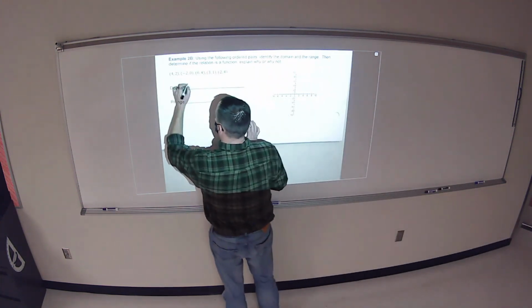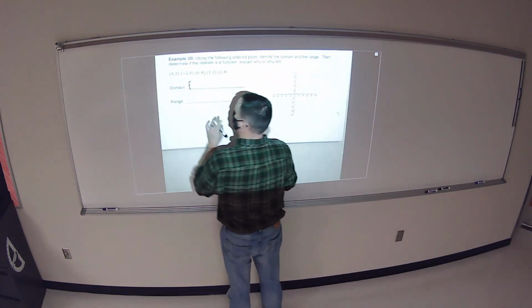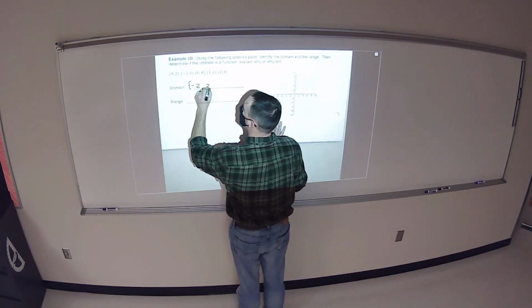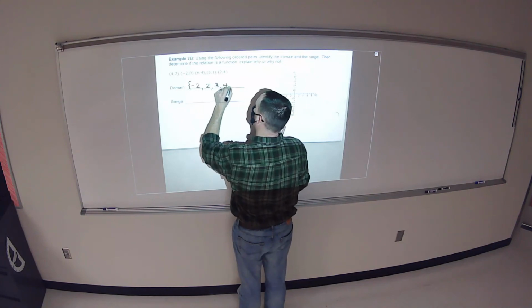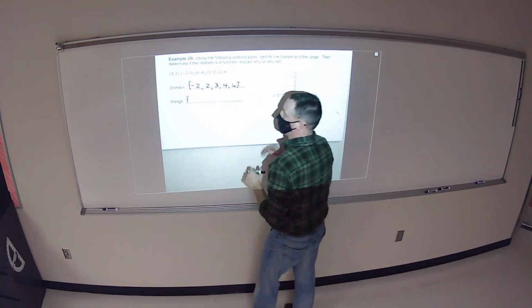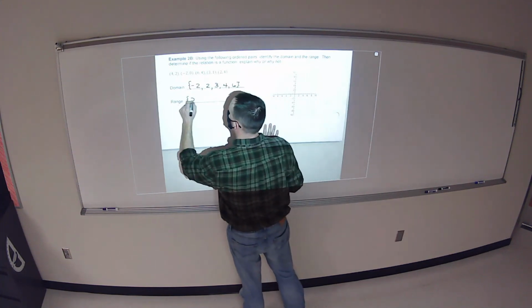All right, after you start with this, what is the domain of this function or relation? -2, 2, 3, 4, 6. There we go. In order, least to greatest, no repeating values. Come on, give me my range. 0, 1, 2, 4.